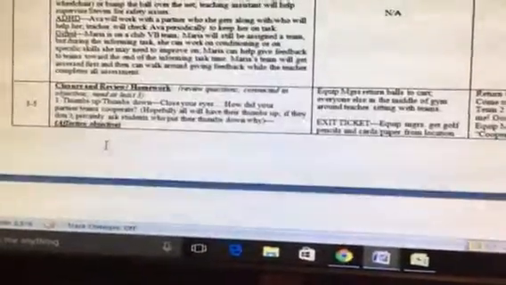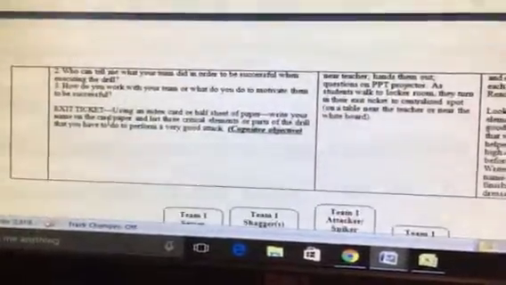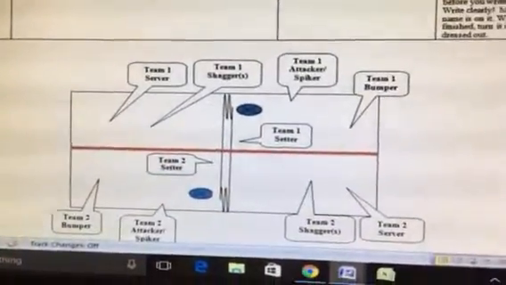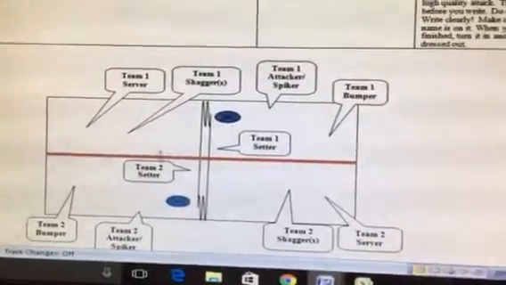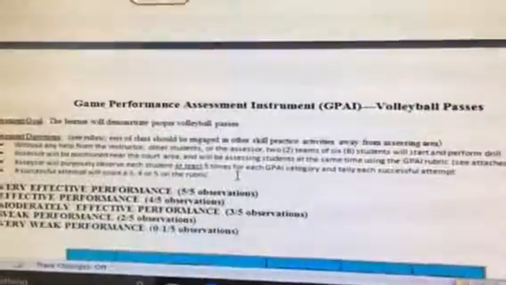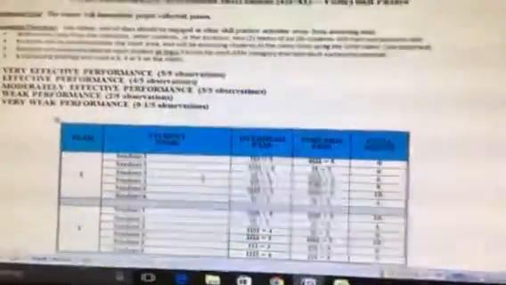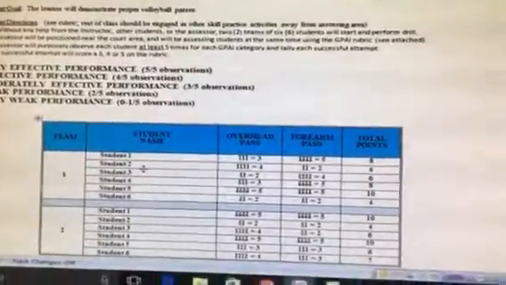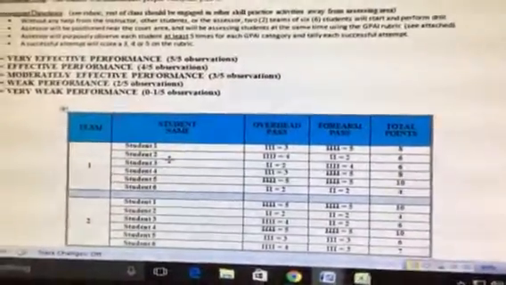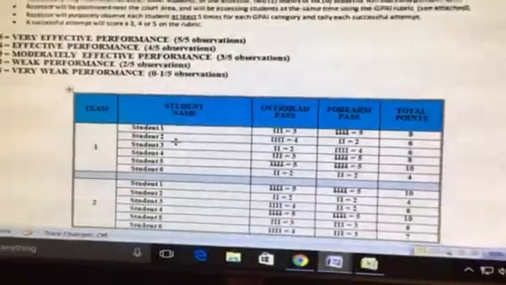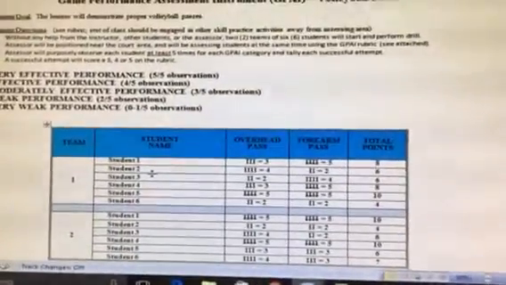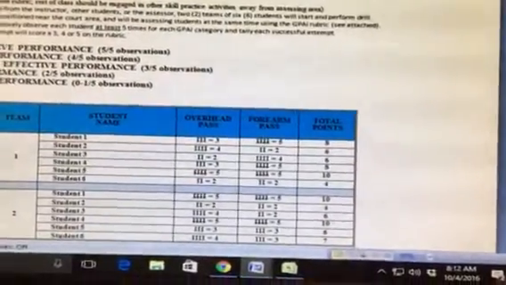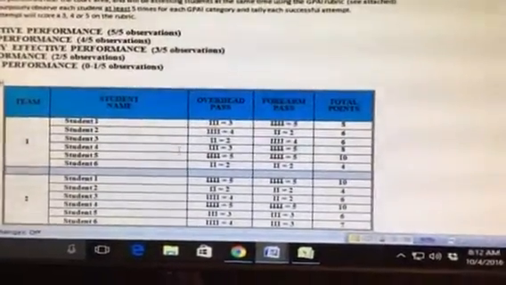Okay, and so then you have closure, and then it's showing exactly how to do the exit ticket. You have a layout of how the drill is going to go that I mentioned in the lesson plan, as well as the GPAI. And I gave you an example of what a GPAI looks like. It is an authentic assessment for gameplay. So you let them play 3-on-3, and you as the teacher are the expert, and you can figure out how they did regarding overhead pass, forearm pass, and then total points.